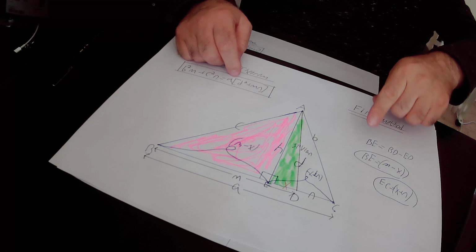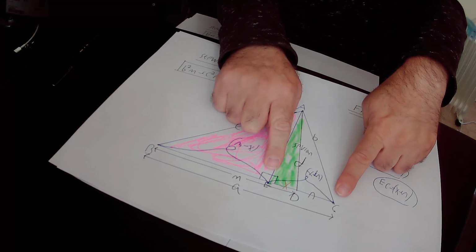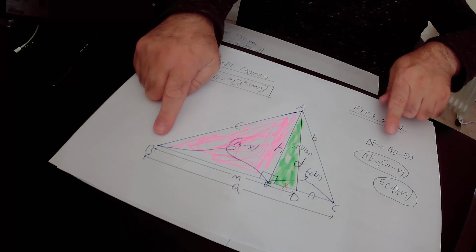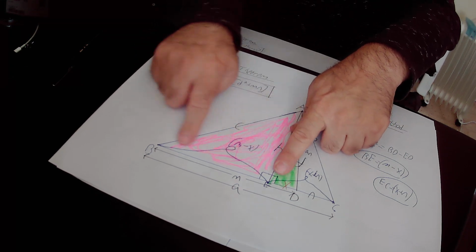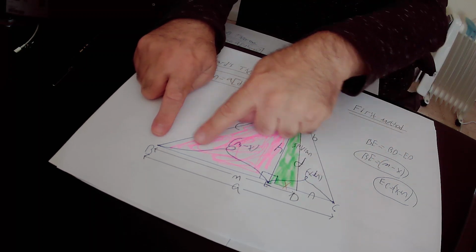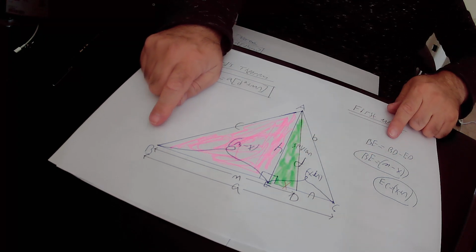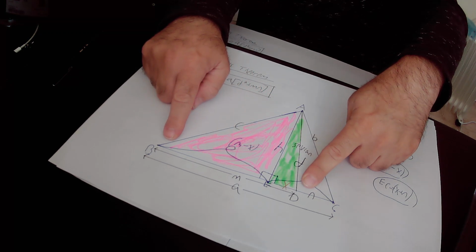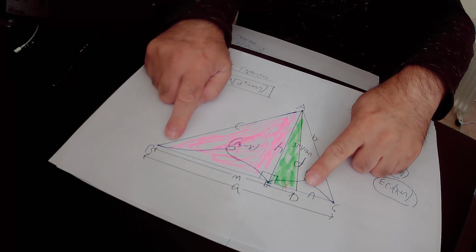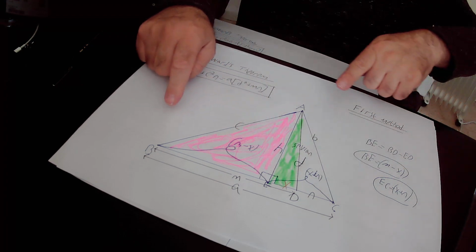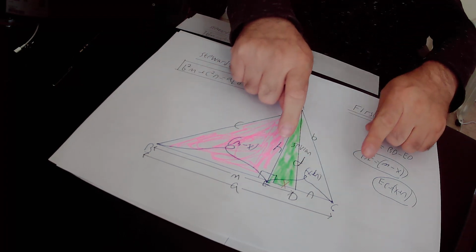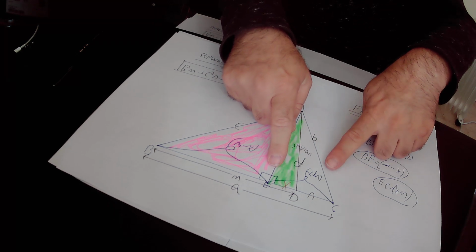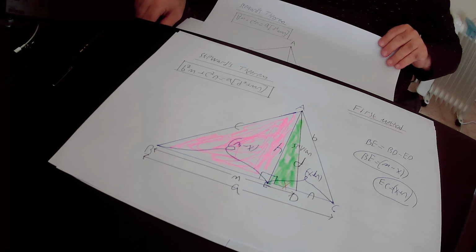And here, line segment EC equals x plus n, and line segment BE equals BD minus ED. So BD equals m, and we substitute BD by m and ED equals x. We substitute ED by x. In conclusion, we found out that BE equals m minus x, and we also found out that EC equals x plus n.